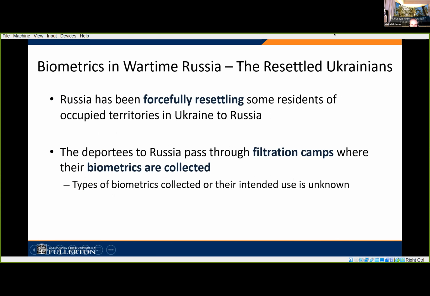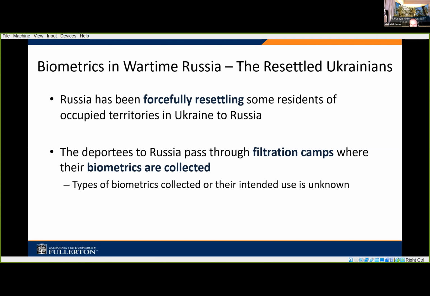So, first and foremost, Russia has been forcefully deporting some of the Ukrainian residents in Russian-occupied territories in Ukraine to Russia. The way it works is that the deportees are taken from their places in Ukraine, passed through filtration camps where their biometrics get collected, and finally forcefully resettled in Russia. It is unknown what types of biometrics are collected or what their intended use is.